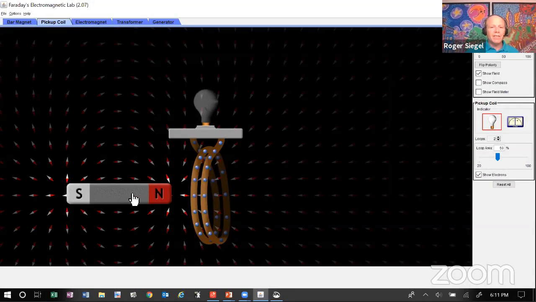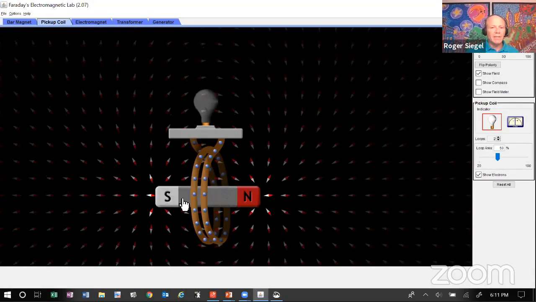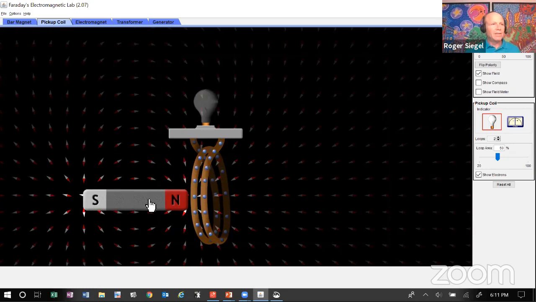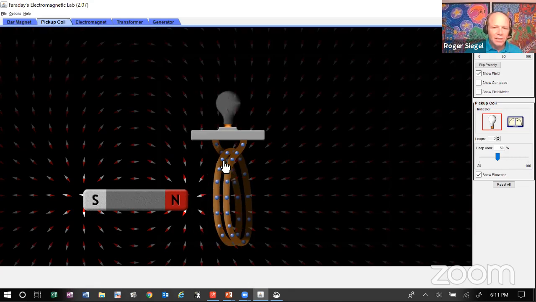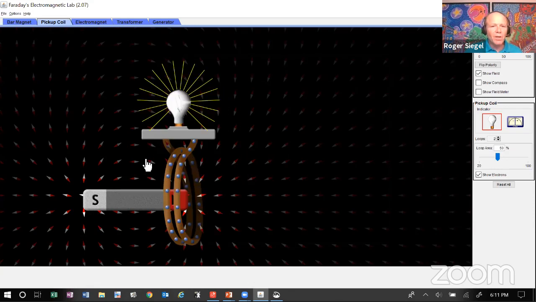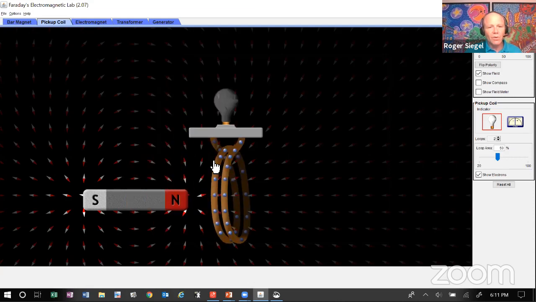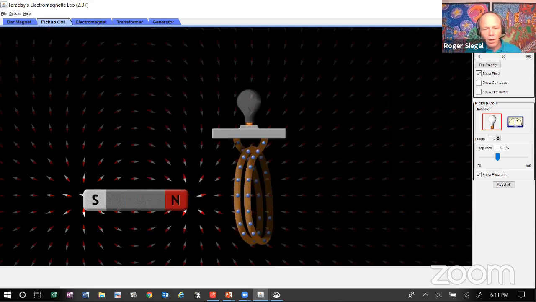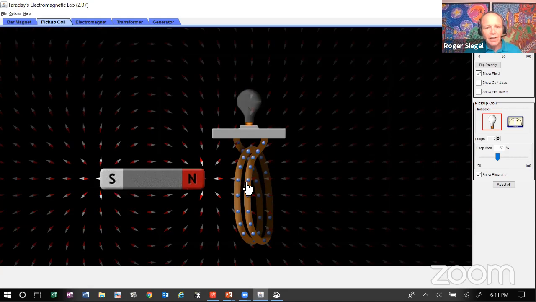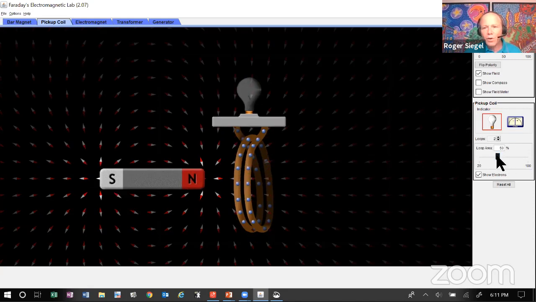Well, one way to change the flux is to move the magnet. That's called an electromechanical change. Or we could move the coil, because that also changes the flux that's going through my loop. Or instead of doing that, I could make the coil bigger.